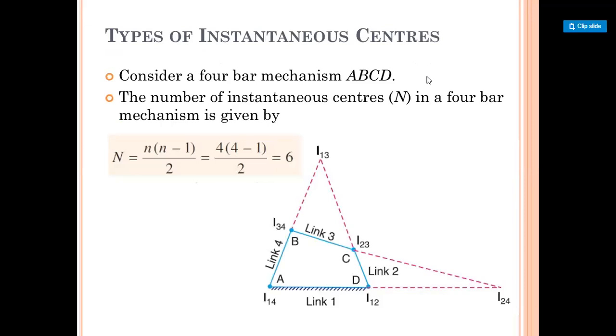Suppose this is the 4-bar mechanism A, B, C, D. Right? Consider a 4-bar mechanism A, B, C, D. There are 4 links. The first link is AB, second is BC, third one is CD, and fourth is AD. Means there are 4 different links available in a 4-bar mechanism. So the number of instantaneous centers you can get in this 4-bar mechanism is 6. The primary instantaneous centers you can get at every joint of two linkages. It's a primary instantaneous center.